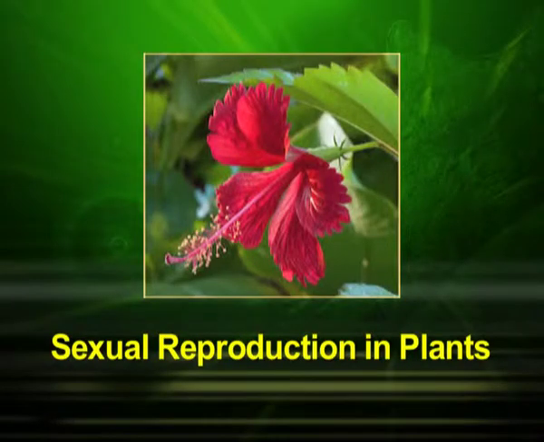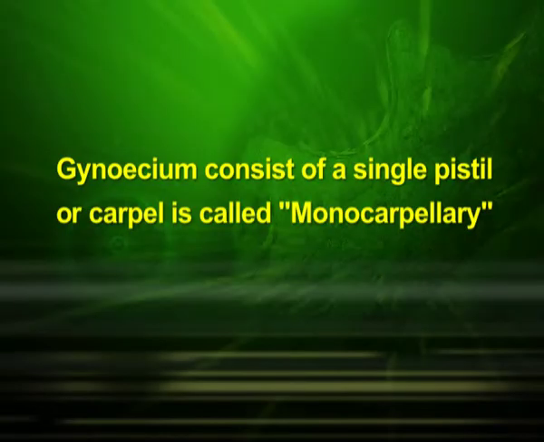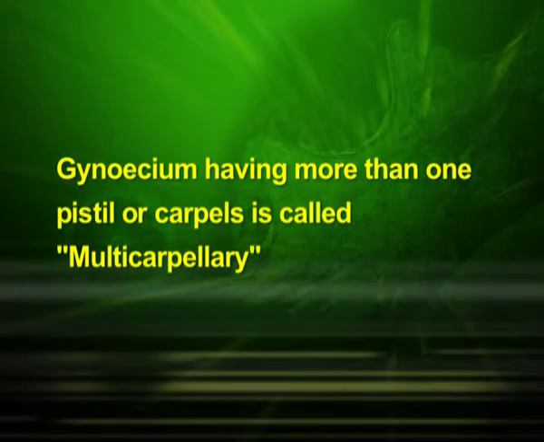So, dear students, now let us start with the next part of the topic, sexual reproduction in plants. First of all, let us discuss the pistil. The gynoecium represents the female reproductive part of the flower. When the gynoecium consists of a single pistil or carpel, it is called monocarpellary. When it has more than one pistil or carpel, it is called multicarpellary.